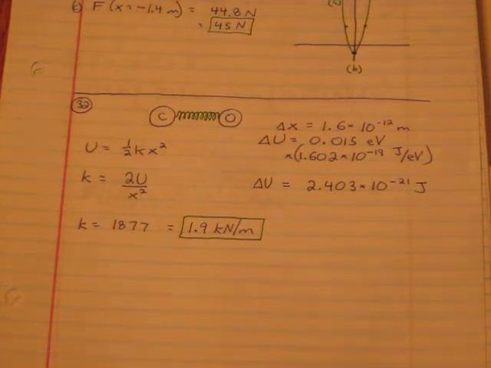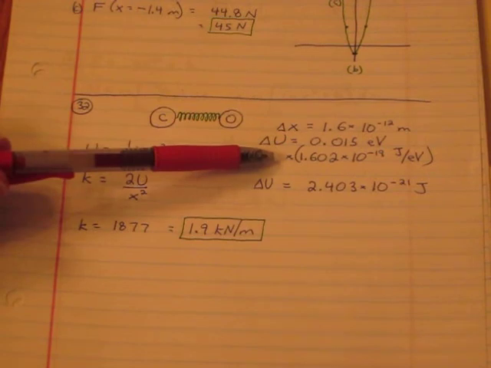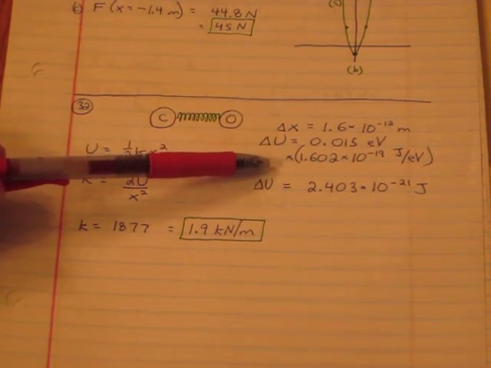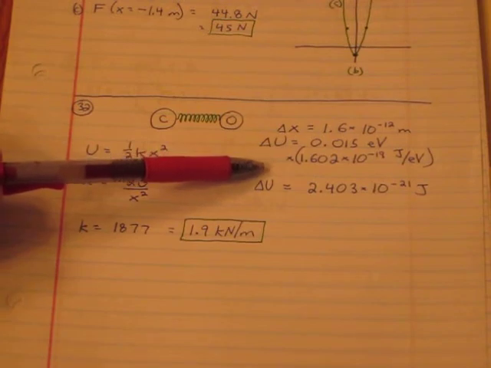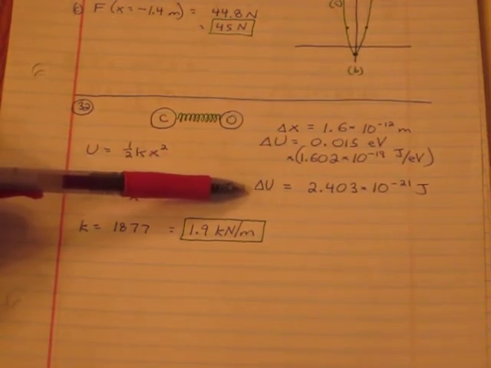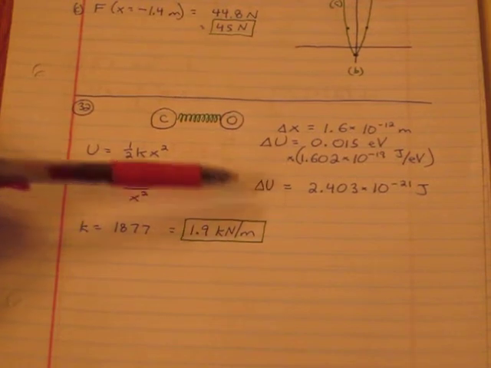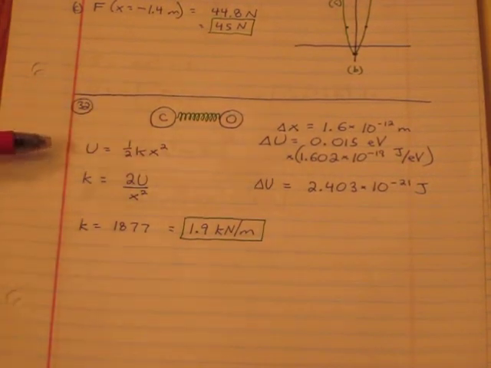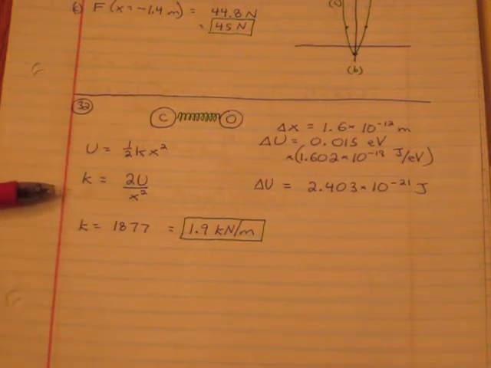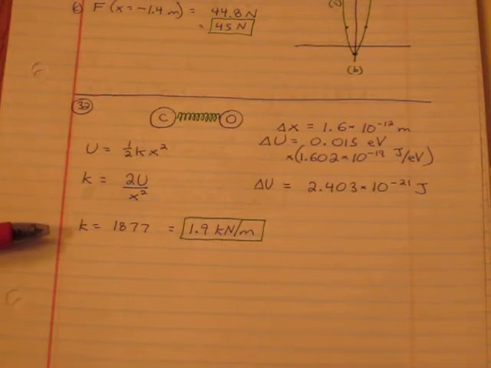The conversions are given: 1.602 times 10 to the negative 19 joules per electron volt. We need to do that conversion because we need MKS units. So you should convert that to 2.403 times 10 to the negative 21 joules. Once we know that, we can take this equation: potential energy is 1/2 kx squared. Remember, even though it's not really a spring, it says it can be modeled like it. Mathematically, it works out very similar. So k equals 2U over x squared, and we get 1877, and with two significant figures, we'll call that 1.9 kilonewtons per meter.